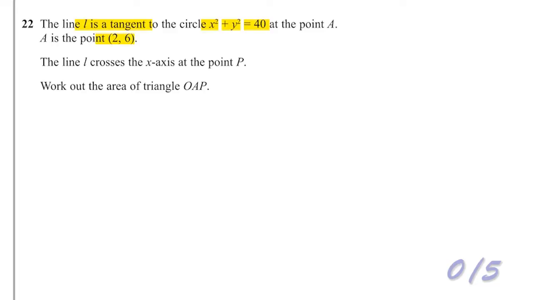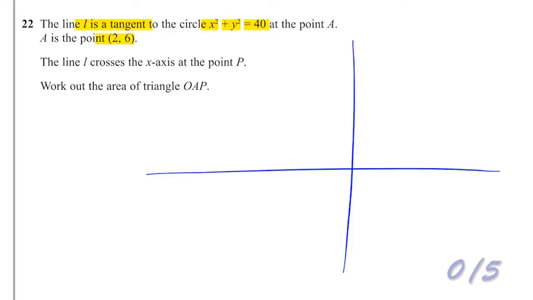So let's have a draw of what this graph might look like. Let's make a nice big one. So first thing is we've got a circle. Now if the equation is x squared plus y squared, that means the centre of the circle is going to be right at the origin. So we get a circle at centre 0. Now we're looking at the tangent of this circle at 2, 6.